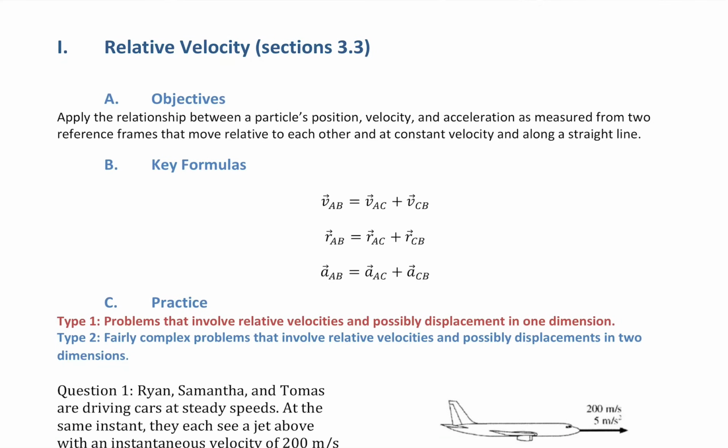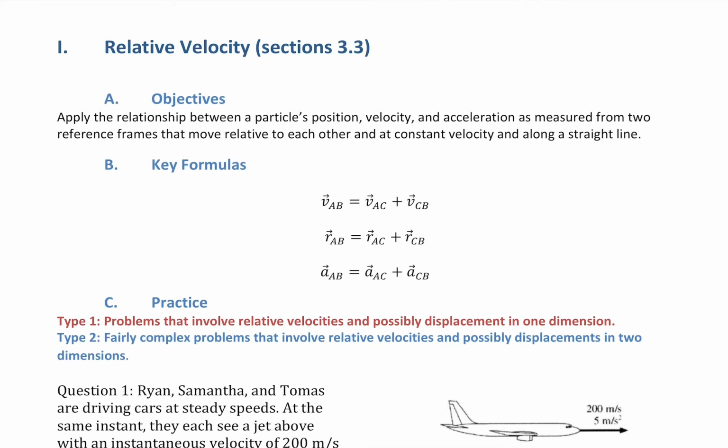Our objective is to apply the relationship between a particle's position, velocity, and acceleration as measured from two reference frames that move relative to each other at a constant velocity and along a straight line. So there's no comparing between accelerating reference frames, at least not in any of the examples you'll see in this class.